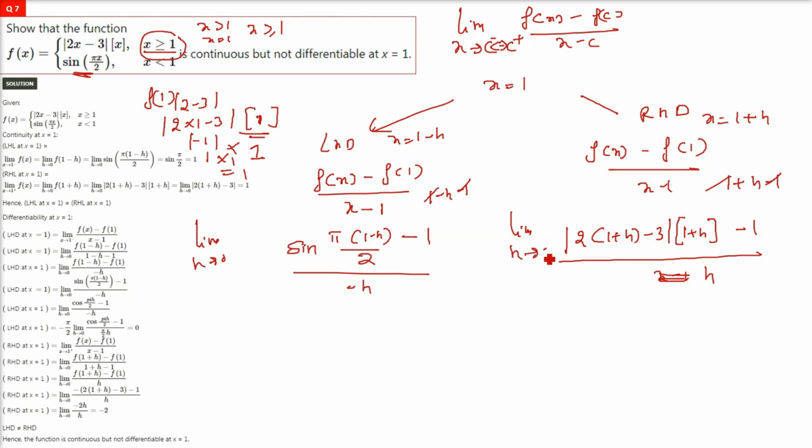Now let us apply the limit. And limit h tends to 0 is everywhere. I am not writing it, but that is why I have shown you the example or answer. That is, you have to write it always.